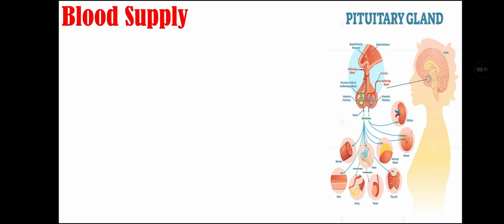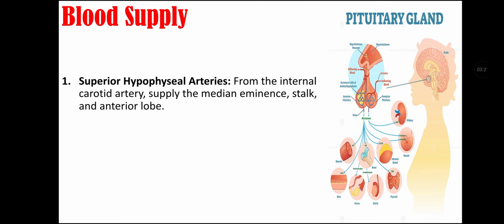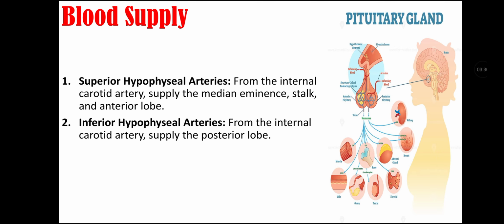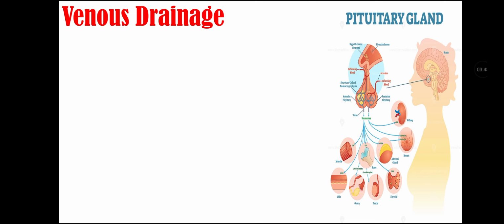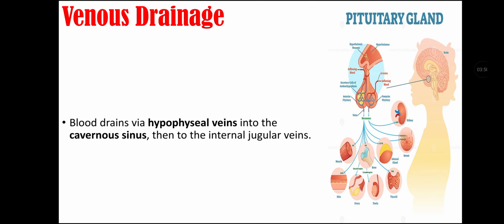Blood supply of pituitary gland. It is by superior hypophyseal artery from the internal carotid artery that supplies the median eminence, stalk, and anterior lobe. It is also by inferior hypophyseal artery from the internal carotid artery and it supplies the posterior lobe. It is also by hypophyseal portal system, that is specialized network that carries hypothalamic releasing and inhibiting hormones to the anterior pituitary.